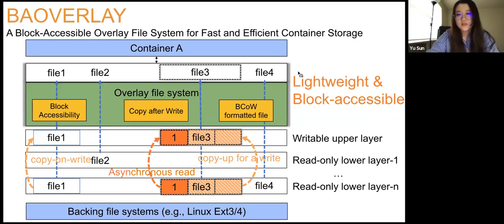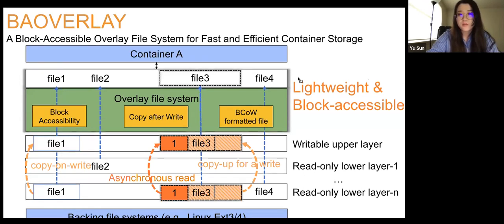Well, thanks for the introduction. My name is Yu Sun, and I'm a PhD student at SUNY Binghamton. Today, I'm going to talk about our project on how to improve the performance and the efficiency of container file systems. The title is A Block Accessible Overlay File System for Fast and Efficient Container Storage.